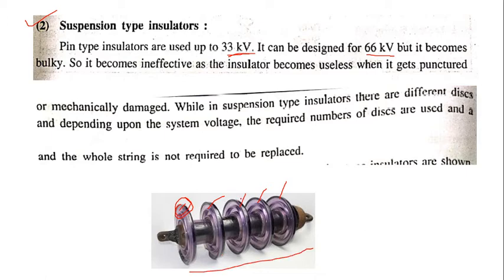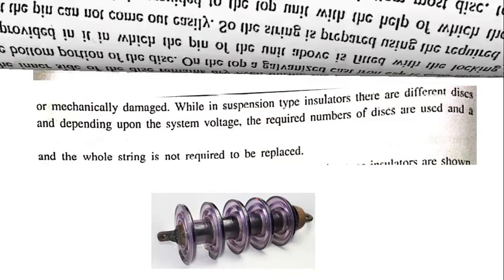Okay, so if the middle or the last insulator gets punctured or damaged, at that time we can change only that one insulator pin or disc. We do not require to change the whole suspension type insulator.